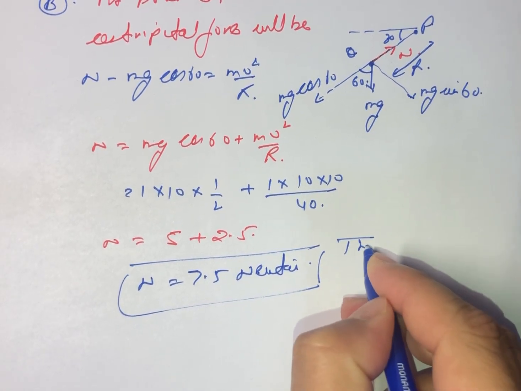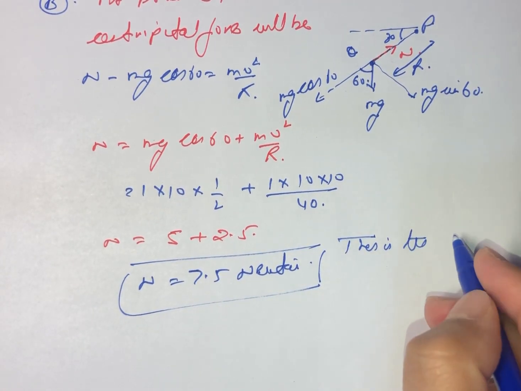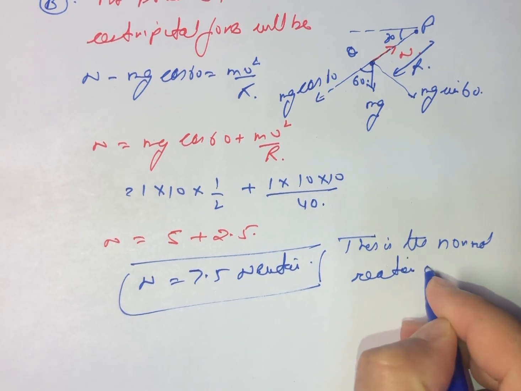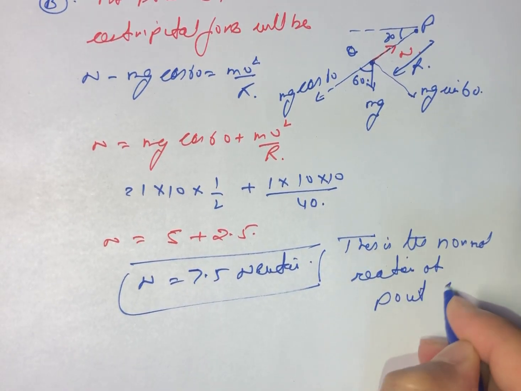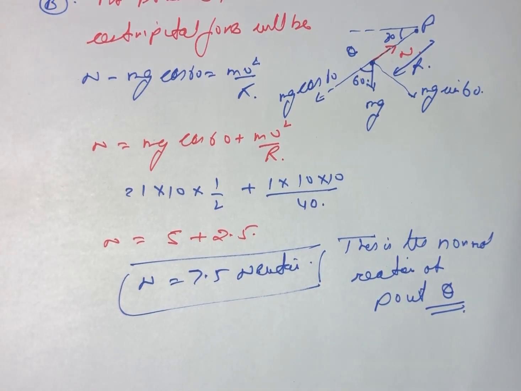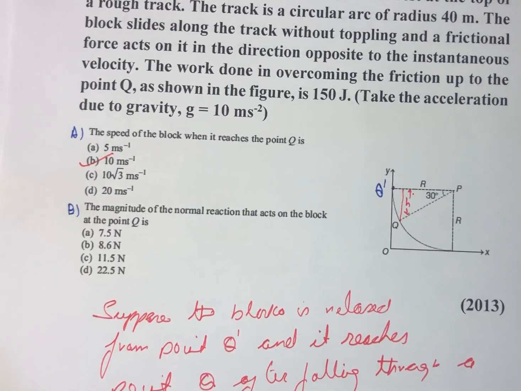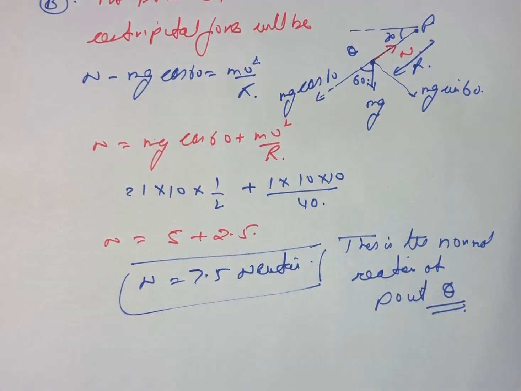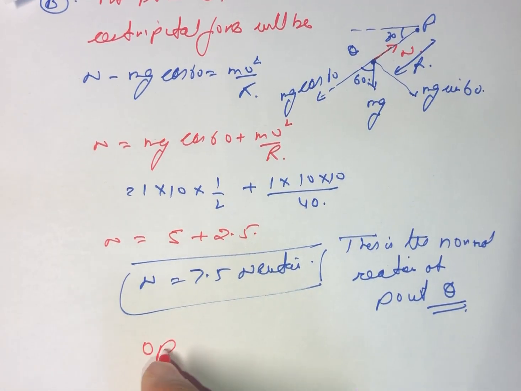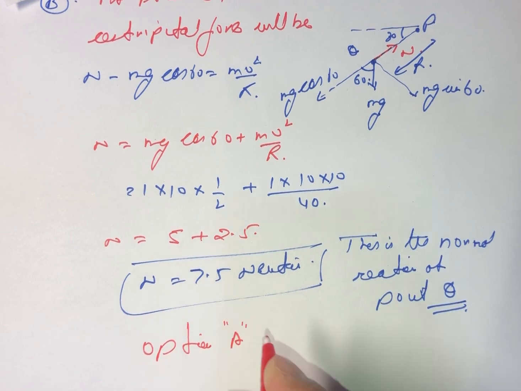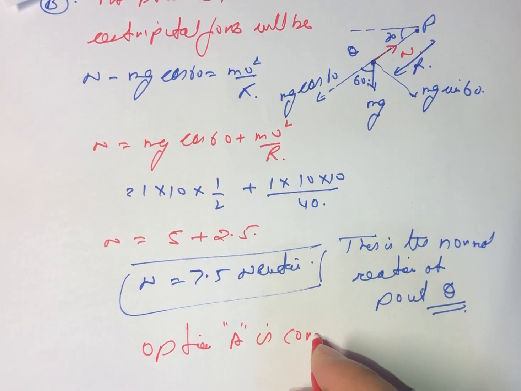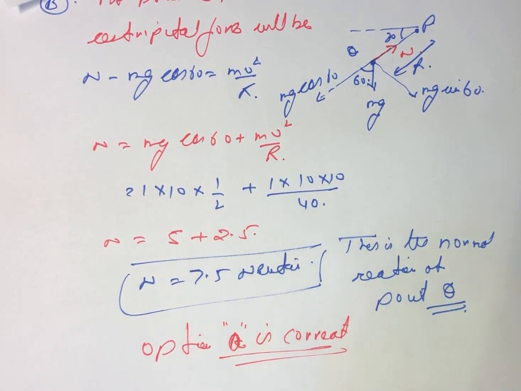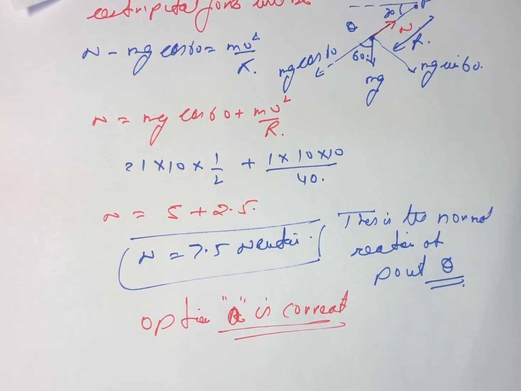This is the normal reaction at point Q. So we have that option A is the correct option. This completes the question. Thank you.